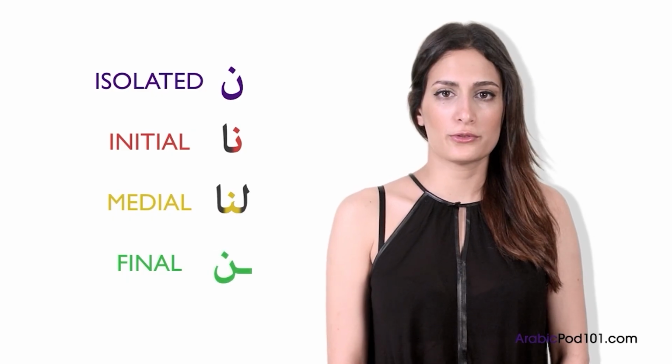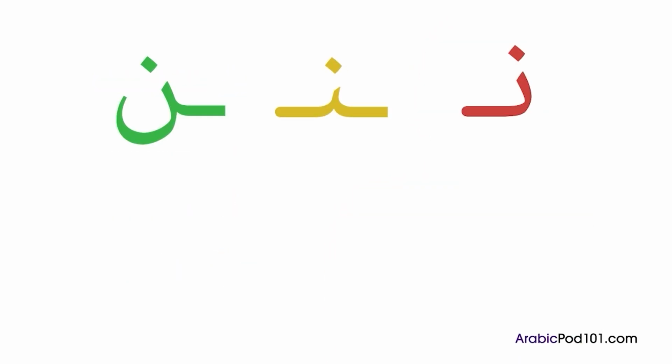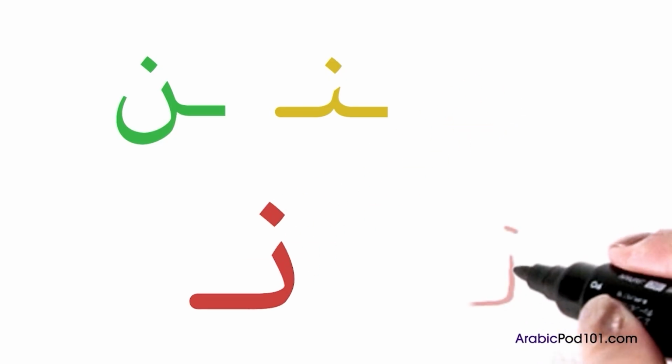You got lucky with your first letter, but noon requires that you learn all 4 forms. Let's get them all out of the way at once. So we have the initial form for when noon appears at the beginning of a word, the medial form for when it appears in the middle of a word, and the final form for when it's at the end. Now try to write all 3. Noon.